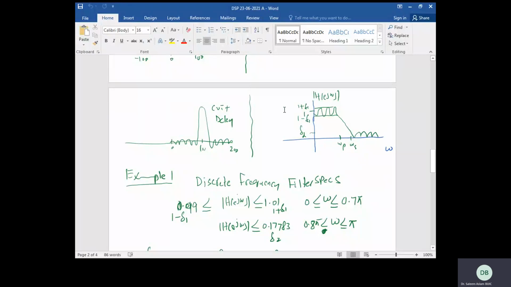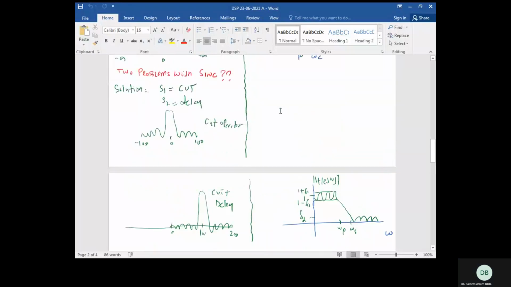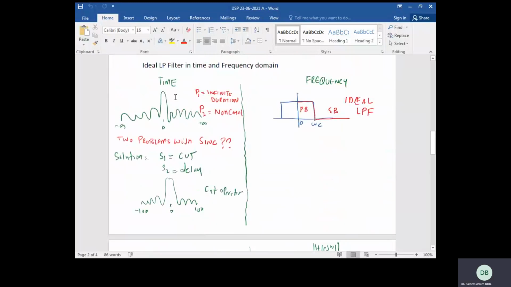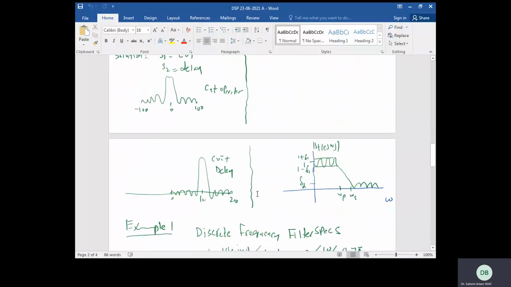So we can see that this is the time domain ideal filter. This is the frequency domain ideal filter. And this is the time domain practical filter, and this is the frequency domain practical filter response, right? So this is the time domain response of a practical filter, and this is the frequency domain response of a practical filter. Up till here we covered in the last lecture. From here onward we are going to start today's lecture, right?